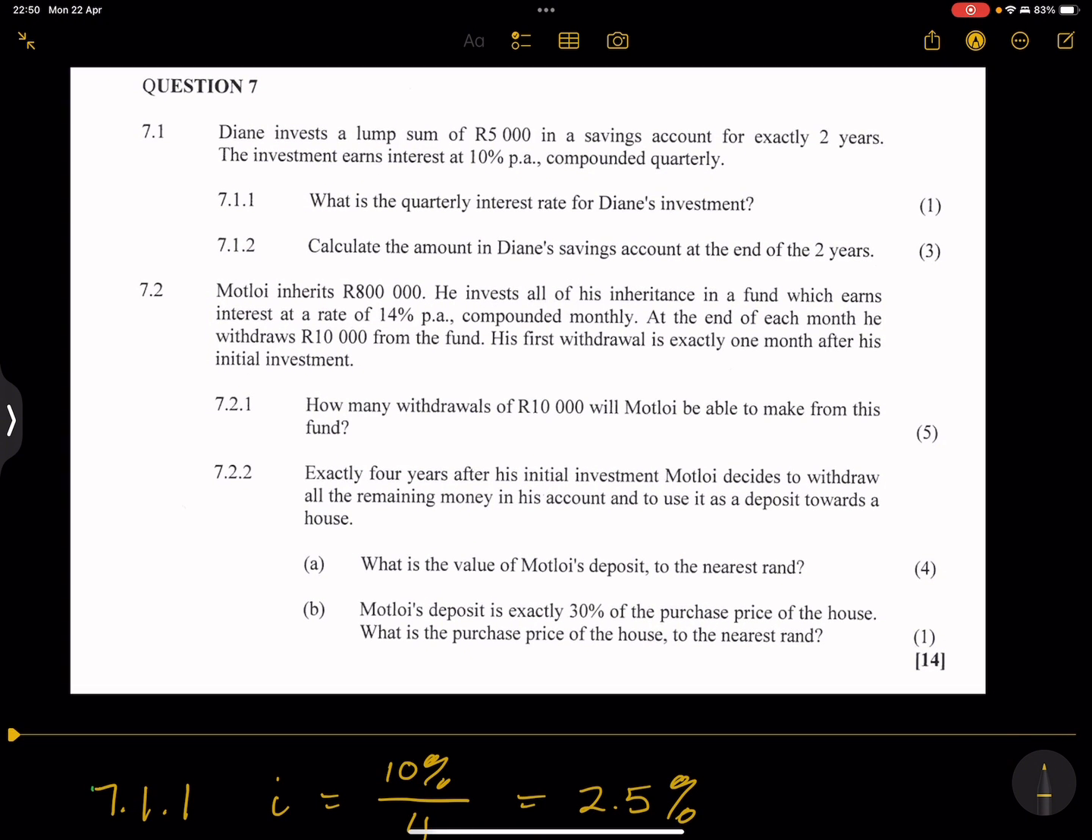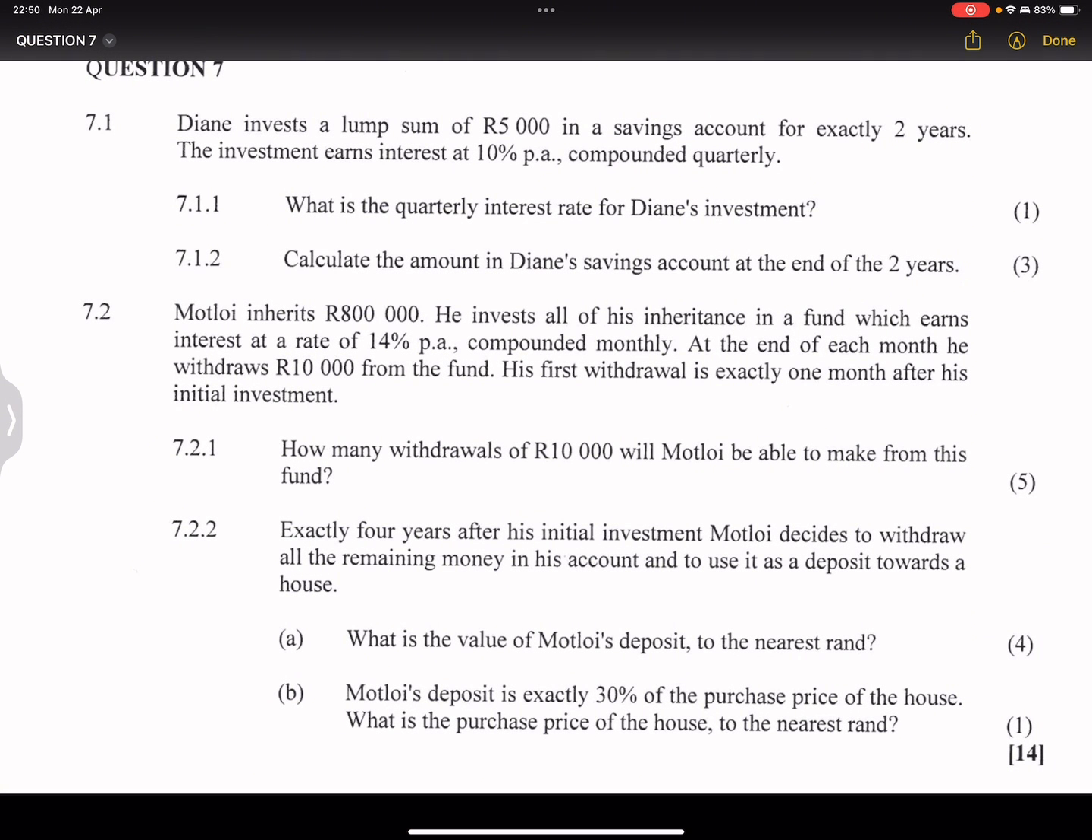Okay, and next question, they say Motloi inherits 800,000. He invests all of his inheritance rather, in a fund which earns interest at a rate of 14% per annum, compounded monthly, right? At the end of each month, he withdraws 10,000 rands from the fund. His first withdrawal is exactly 1 month after the initial investment, right?